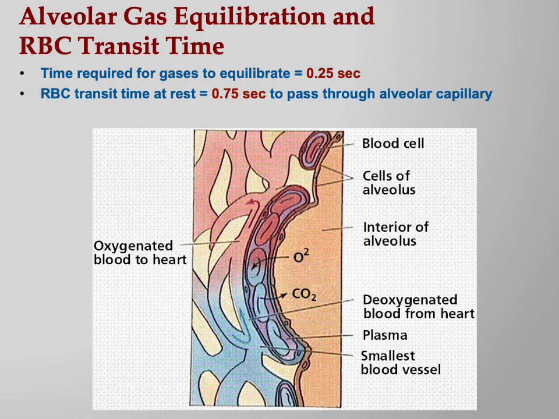But what if you're really exercising strenuously? Is there going to be enough time now? Yeah. Even at vigorous exercise, red blood cells are staying in alveolar capillaries for about 0.30 of a second. We only need 0.25 to do the gas exchange. So even at maximum exercise, there's still plenty of time to get the oxygen in, okay?